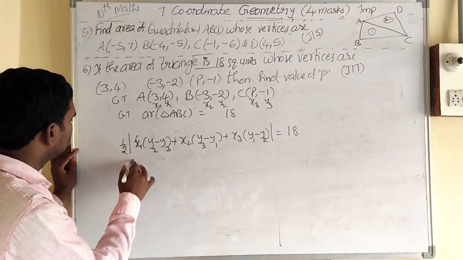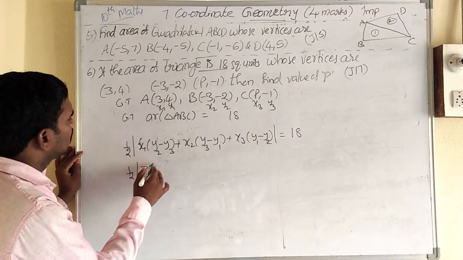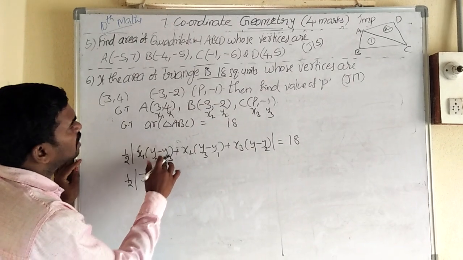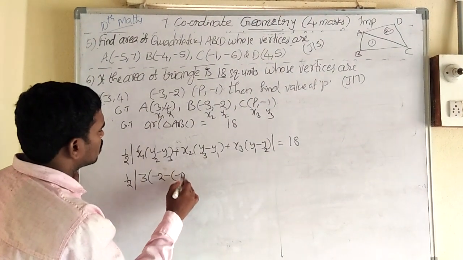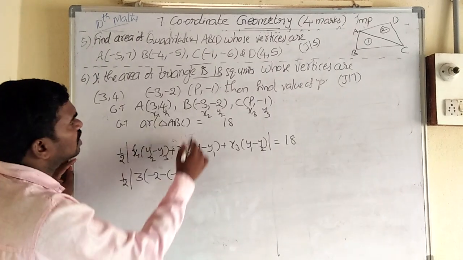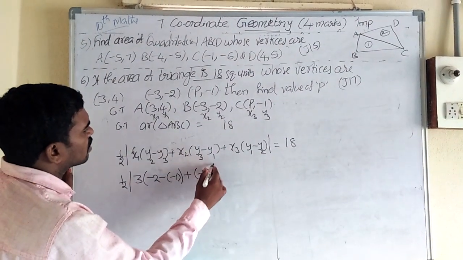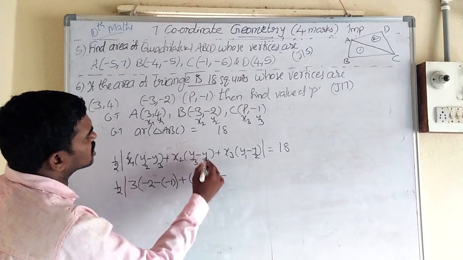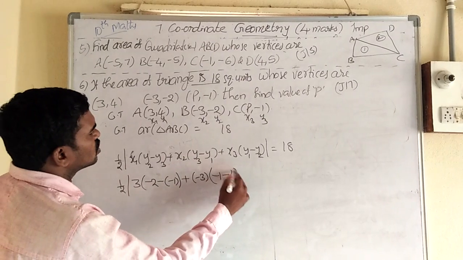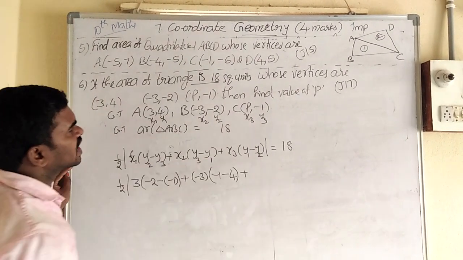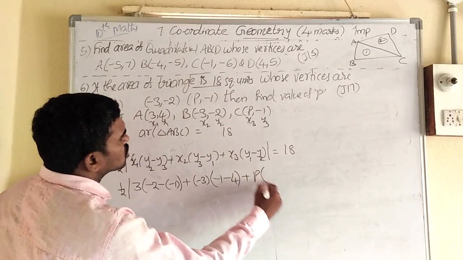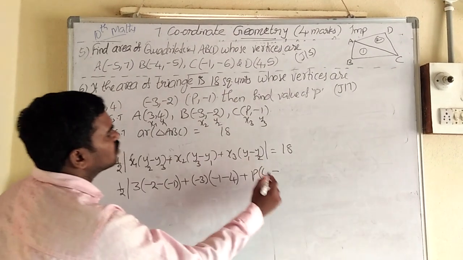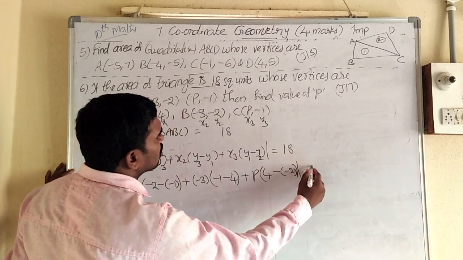Okay, see, 1 by 2 is there. Keep it. x1 means what? 3. y2 means what? Minus 2. Next minus, y3 means what? Minus 1. Next plus, x2 means what? Minus 3. So put in small bracket. Next bracket y3, y3 means minus 1. Next minus, y1, y1 means 4. So close bracket. Next plus, x3. What is x3? P. Start bracket, y1. What is y1? 4. Next minus y2. What is y2? Minus 2, is equal to 18.